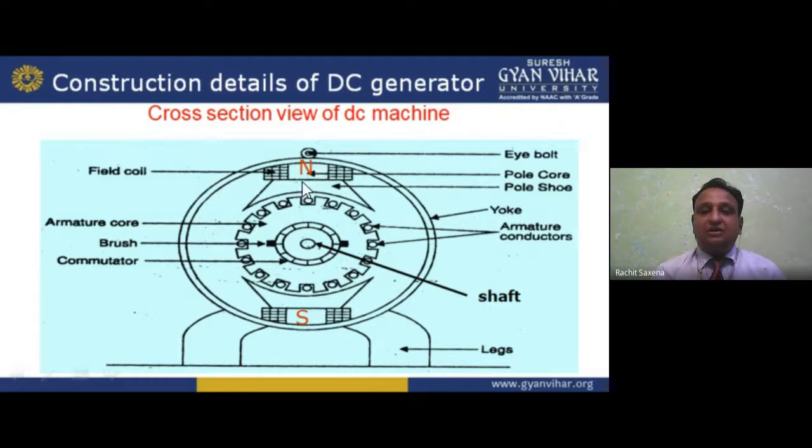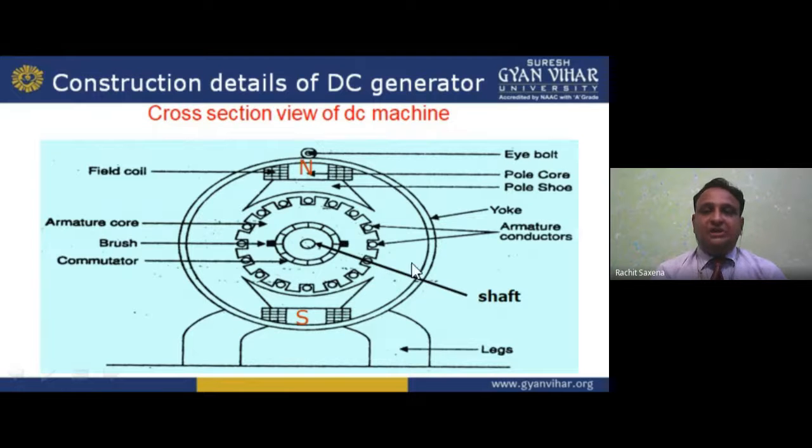So this is the cross section view of a DC machine. How can we identify that it is a DC machine? This is the north pole, this is the south pole, this is the field coil, field core, and field shoe. So we have the pole coil, pole core, pole shoe, armature core, armature conductors, commutator, and brushes. The whole part covering is known as the yoke. Through the eye bolt you can easily carry this motor. And these are the legs, where we can make the foundation.